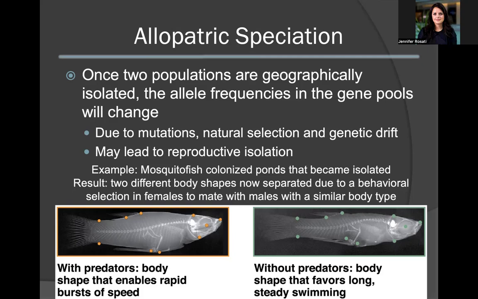A good example of this is mosquito fish that had colonized ponds that eventually became isolated. One pond had predators and the other one did not. In the pond with predators, the species evolved to have a body shape that enabled rapid bursts of speed to escape predation. This was due to natural selection pressures. Without predators present, the body shape changed to favor long and steady swimming.